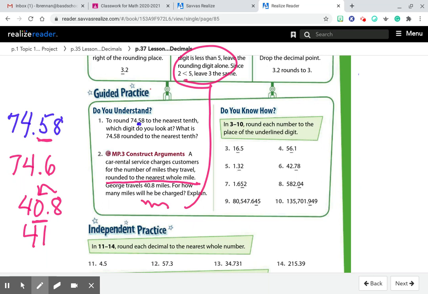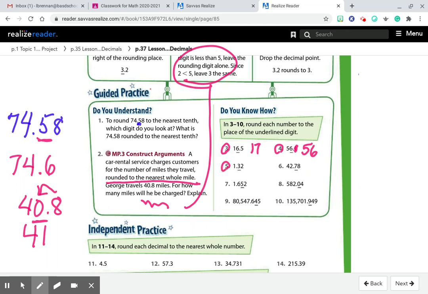Round the following digit to the place, round each number to the place of the underlined digit. So for number 3, we're rounding to the ones place, and the 5 is going to make the rounded number go up. So it's going to be 17. Rounding to the nearest, in this case, ones place. The 1 is less than 5, so we're just going to get rid of it, and that one just stays the same. It's going to be just 56.